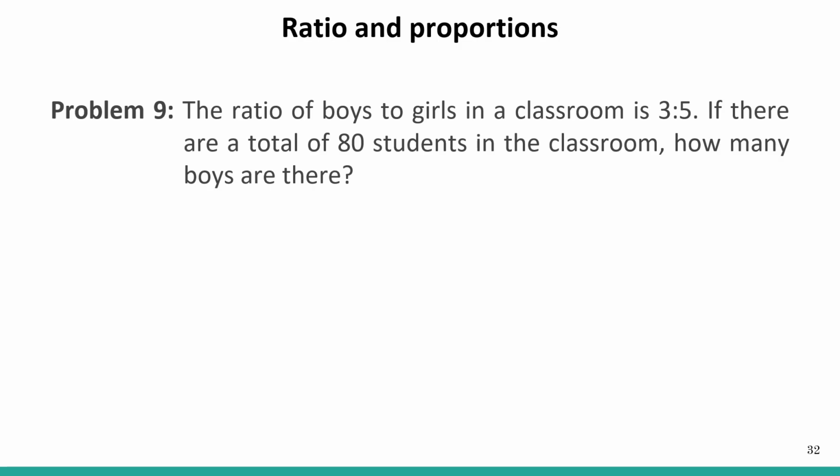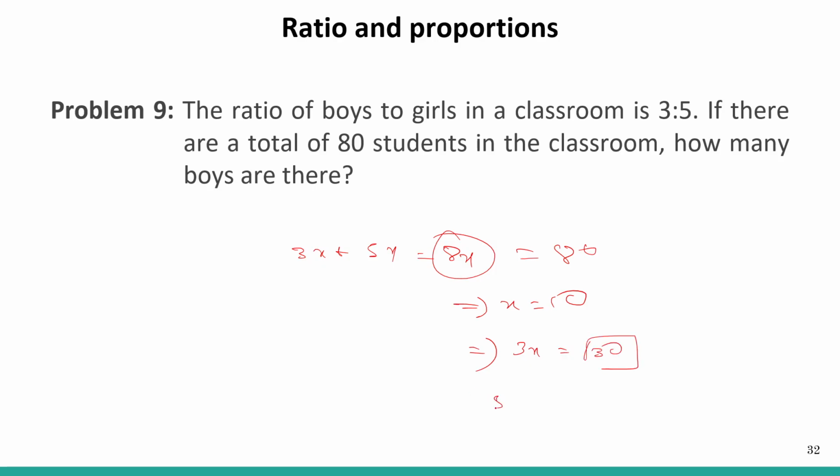So let's see problem number 9. The ratio of boys to girls in a classroom is 3:5. So in the classroom we have boys and girls, and their ratio is 3:5. If there are a total of 80 students in the classroom, how many boys are there? Let's assume the boys are 3x, so the girls must be 5x. In total, they have 8x. So 8x is equal to 80. This implies that x is equal to 10. Since there are 3x boys, this will be equal to 30 boys, and 5x girls, so 50 girls.